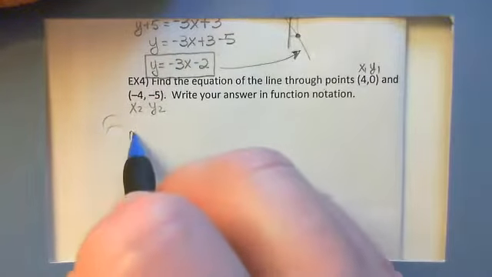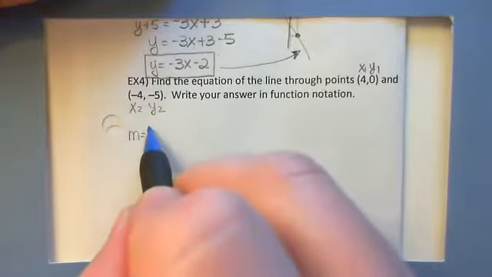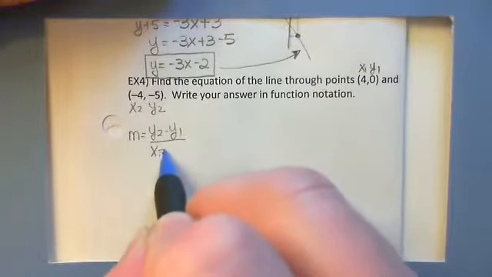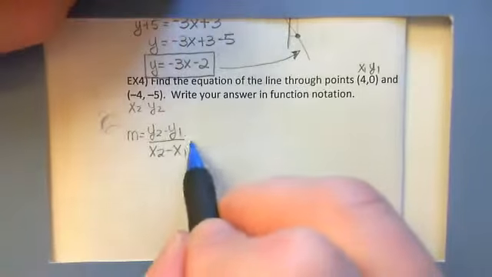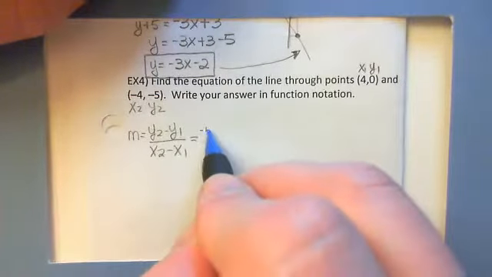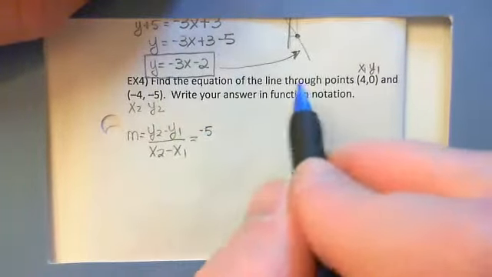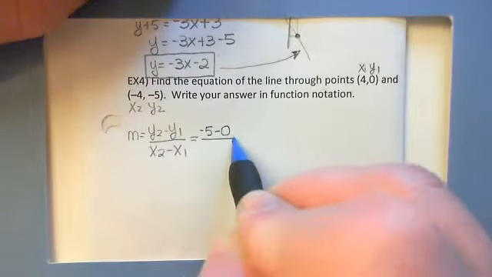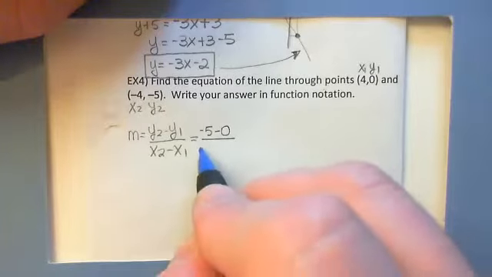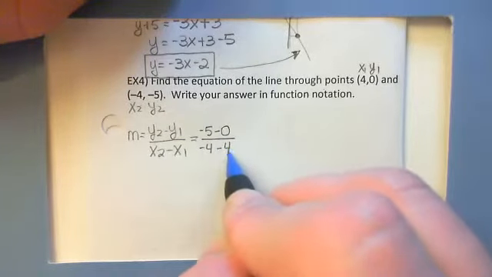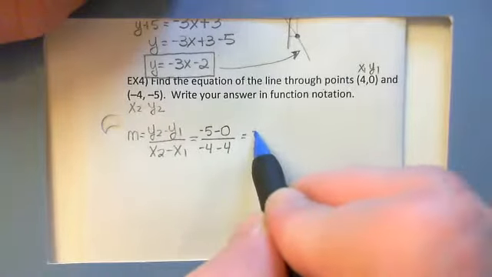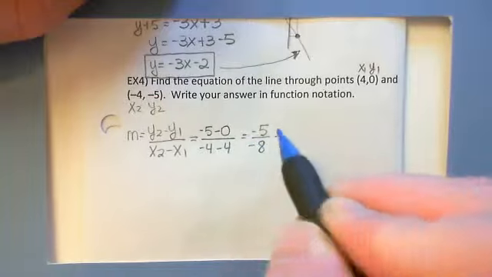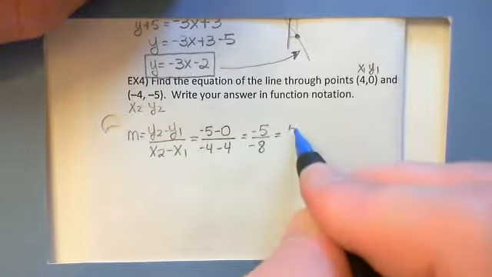Now with that information, I'm going to use that formula to find the slope, which is y2 minus y1 over x2 minus x1. So y2 is -5 and y1 is 0. x2 is -4 minus 4. So this would be -5 over -8. Now negative and negative becomes a positive, so it would be 5/8.